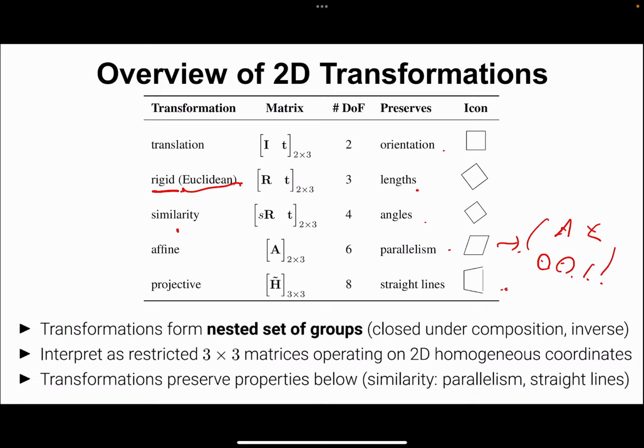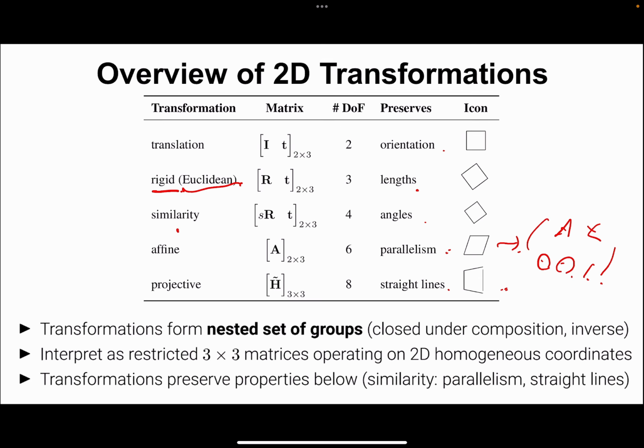These transformations form a nested set of groups, closed under composition and inverse, and are interpreted as restricted 3x3 matrices operating on 2D homogeneous coordinates. The transformations preserve the properties below. For similarity: angle, parallelism, straight lines.